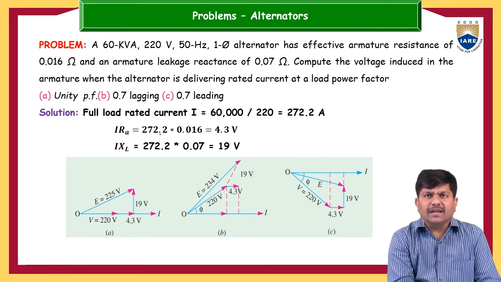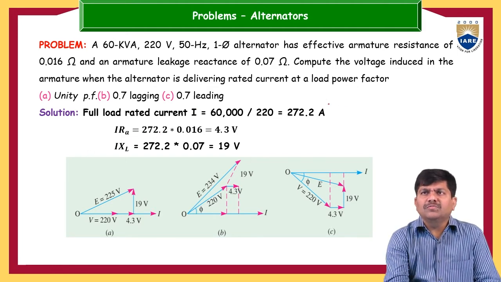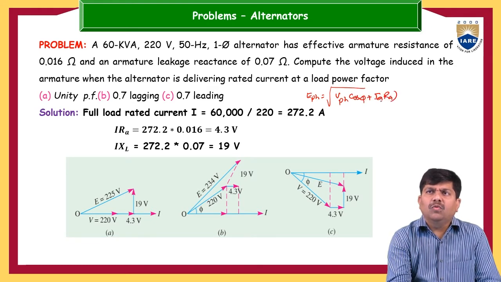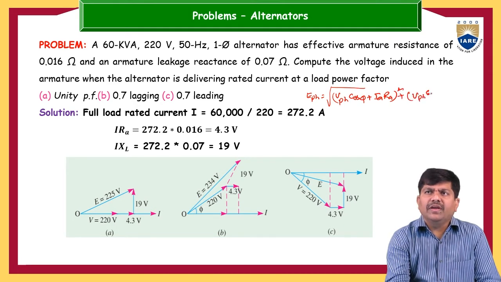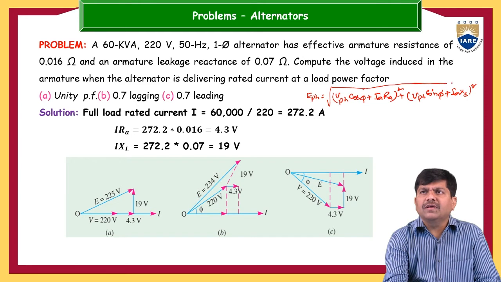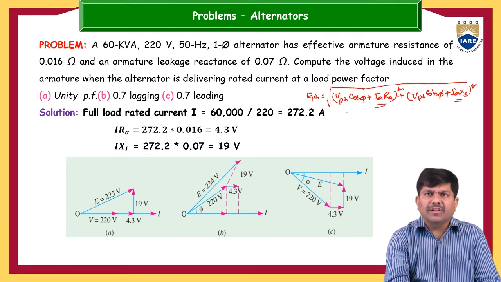First let me calculate. In the voltage regulation, if you observe the formula, E phase is equal to the square root of (V phase cos phi plus IaRa) whole square plus (V phase sin phi plus IaXs) whole square. This is the expression for voltage regulation. So IaRa we require, IaXs also we require, V phase we require, and in order to proceed further, first we require a current.